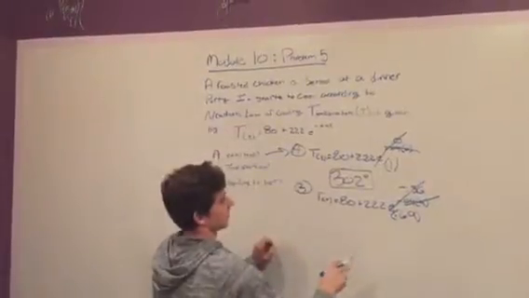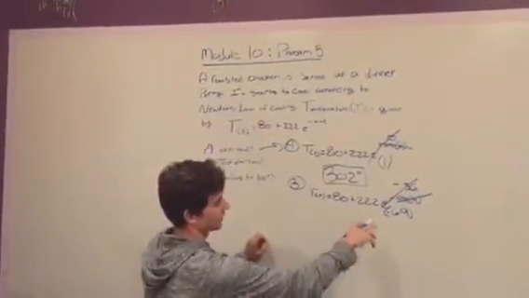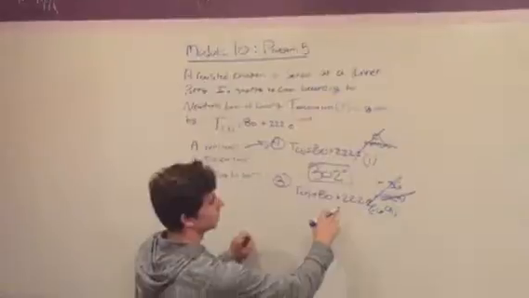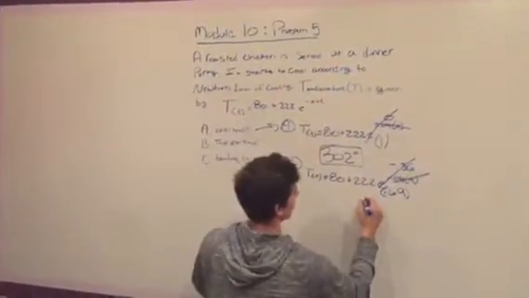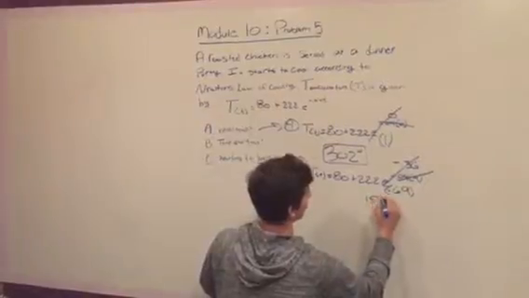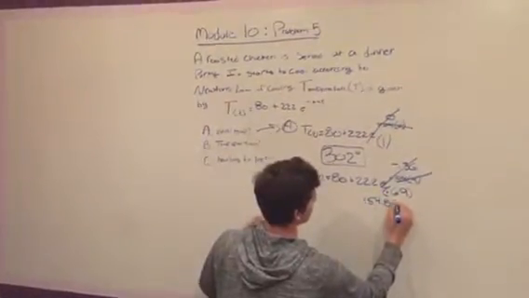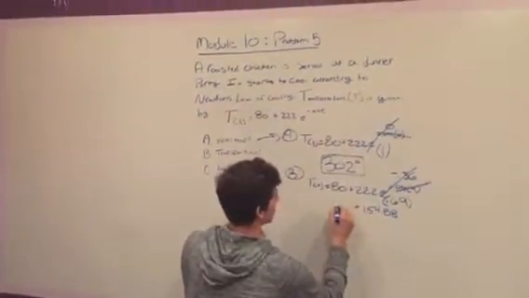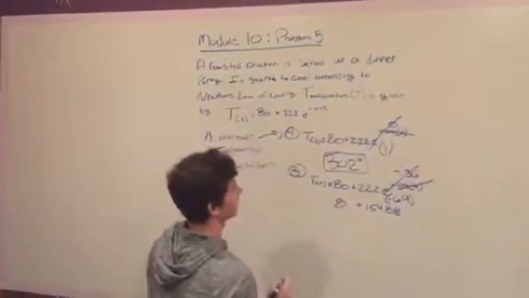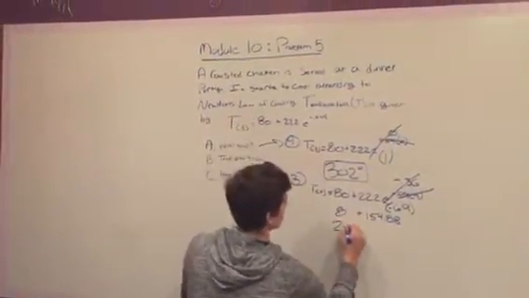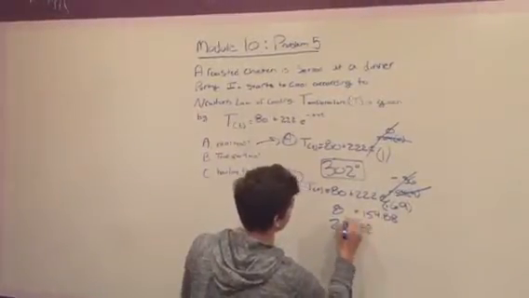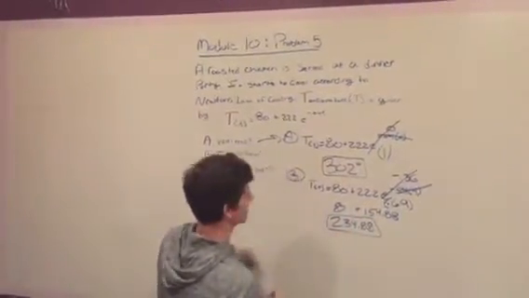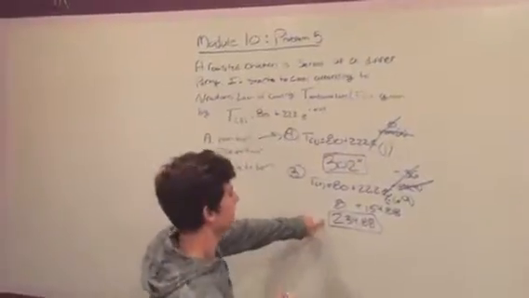Next, you want to multiply 0.69 by 222, which is going to give you 154.88, and then you're going to add 80, and that's going to give you 234.88. That's going to be the temperature after 9 minutes.